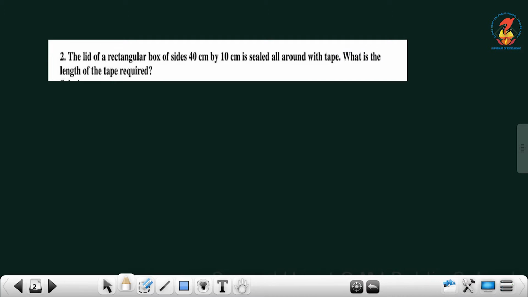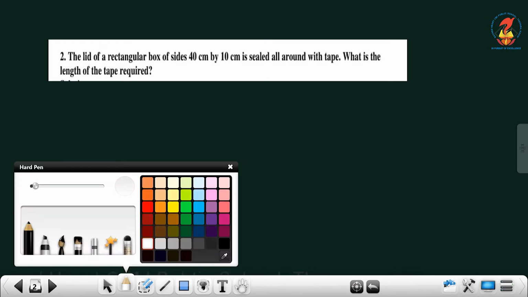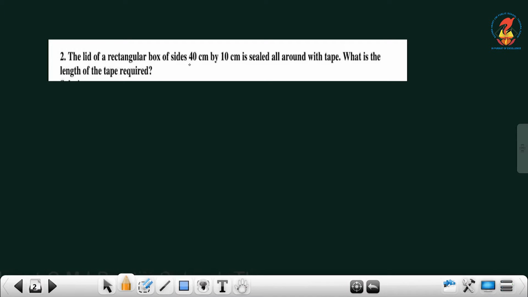Okay, move to the second question. The lid of a rectangular box of side 40 cm by 10 cm. If the measures are given this way, one you take as length and the other is breadth. The lid is sealed all around with tape. What is the length of the tape required?